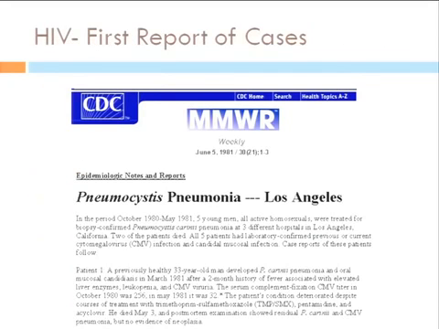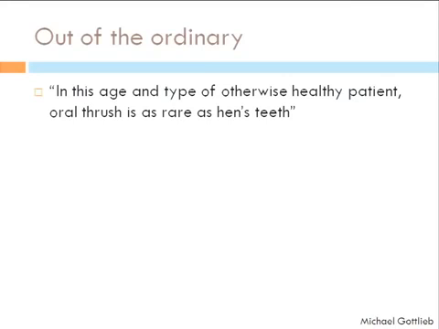Okay, so for AIDS, right? The investigation of AIDS and figuring out that HIV causes AIDS started actually with a case report, a case series, also published in the MMWR. So basically, some clinicians in Los Angeles noticed that they were getting a lot of infections of pneumocystis pneumonia, okay, in young men. This was out of the ordinary. And in fact, a quote from one of the clinicians was, "In this age and type of otherwise healthy patient, oral thrush is as rare as hen's teeth."